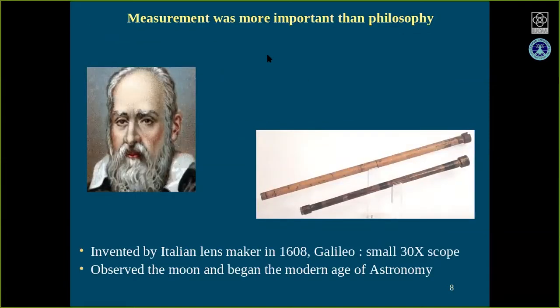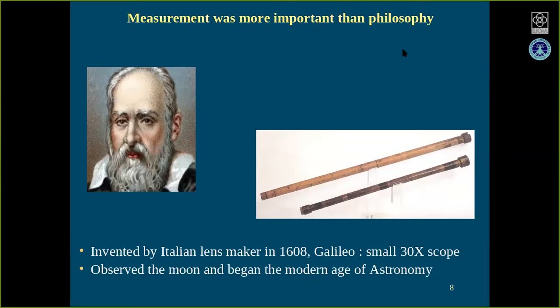So now you know this very famous fellow. He is the father of modern astronomy, Galileo, right? He invented the telescope in 1608, and for the first time he observed the moon with his telescope and began the modern age of astronomy, right? And purposely, I put one sentence here. Measurement was more important than philosophy.